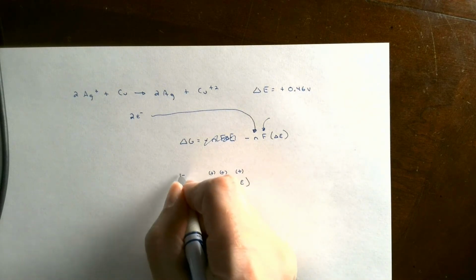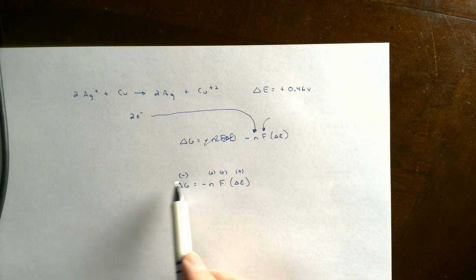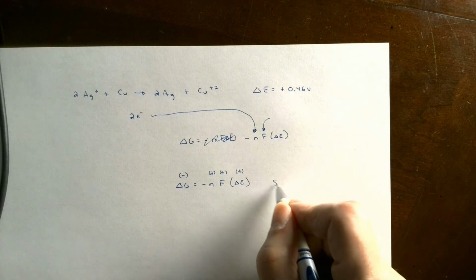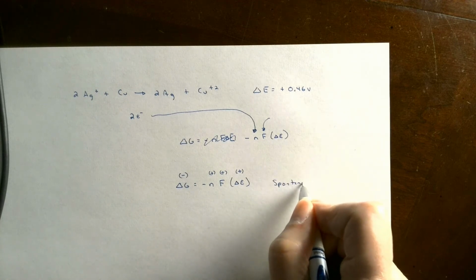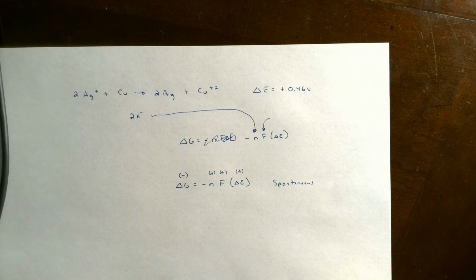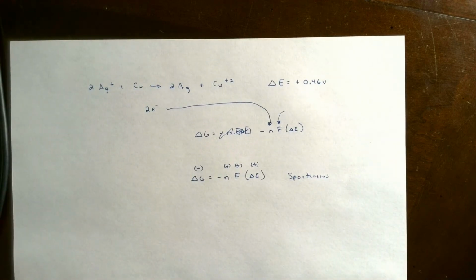Yeah, it's going to be negative. And if delta G is negative, spontaneous. All right? So that potential energy difference between those two half reactions is going to tell us about the spontaneity of that reaction. All right?